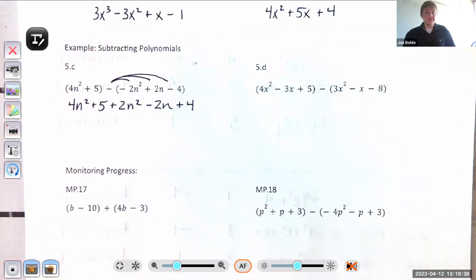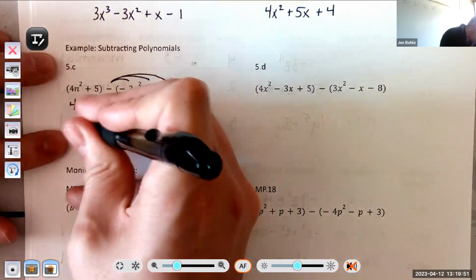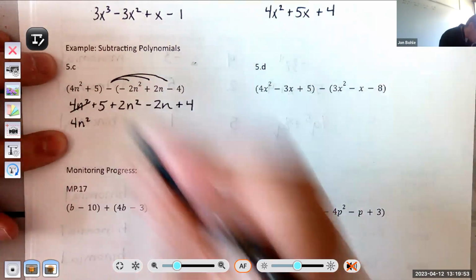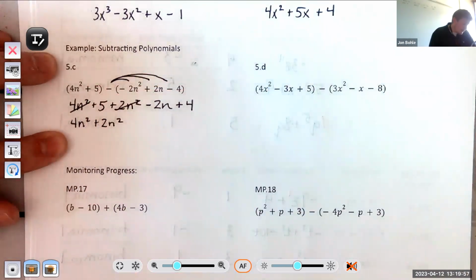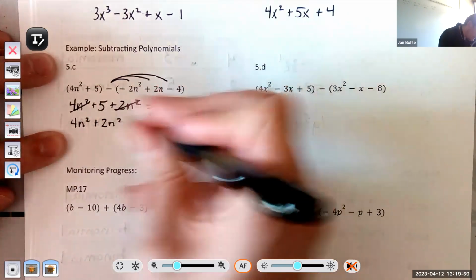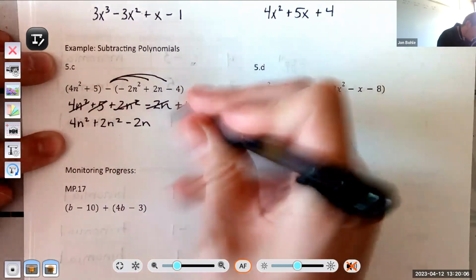Okay, then the next thing I want to do is the same thing that I did above. Once I've distributed that negative, or I've passed that through, all I have to do is reorganize and get the parts that are together. For example, 4n squared is going to combine with 2n squared. Then -2n combines with nothing, so it's just -2n. But then I have my 5 and my 4. Those will combine together.